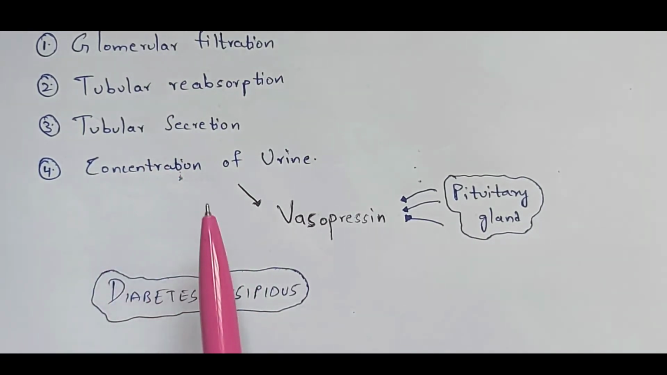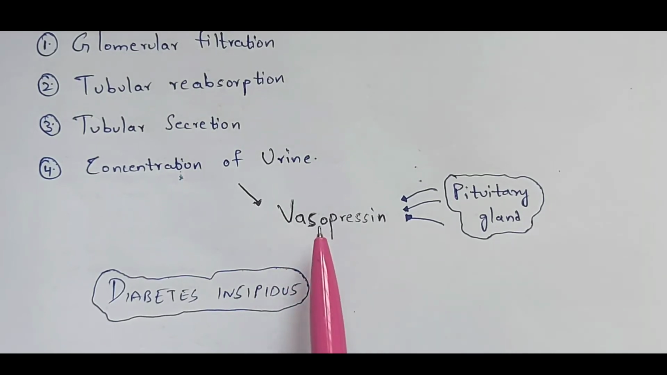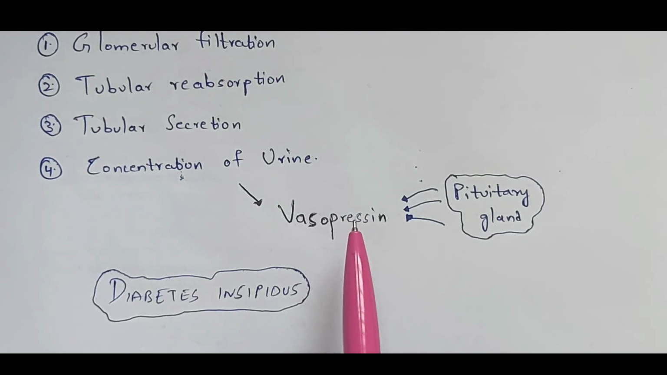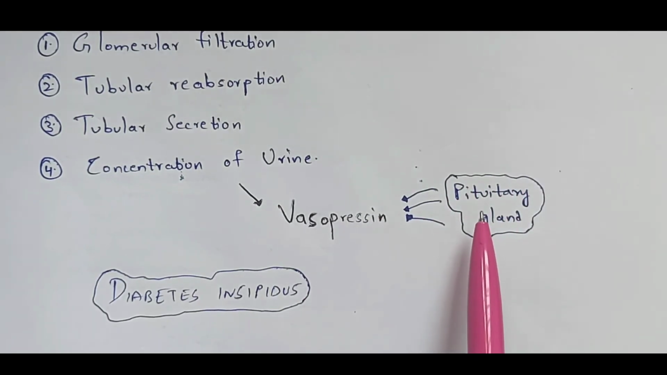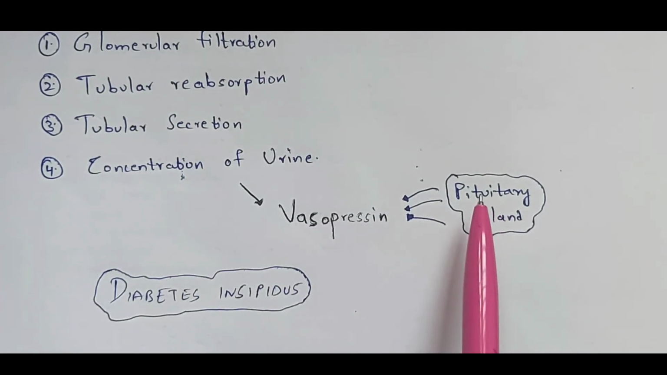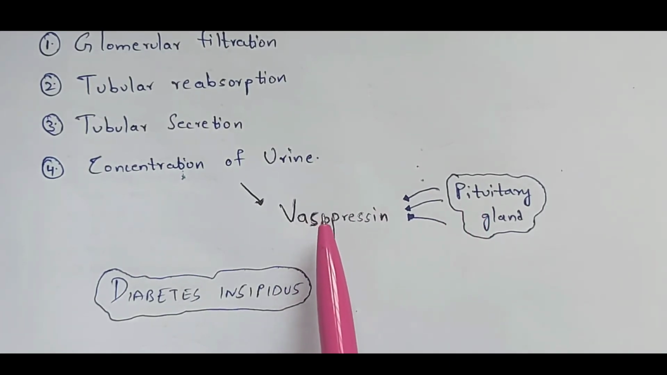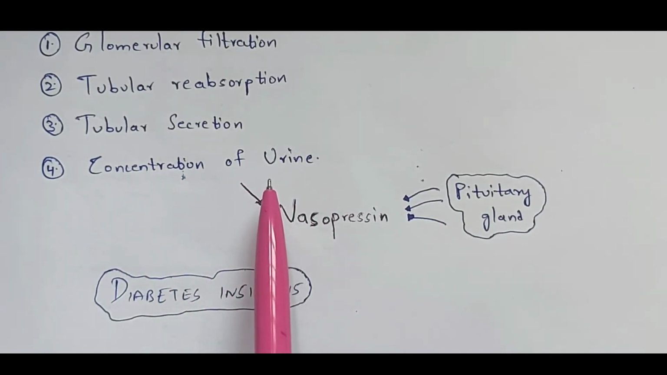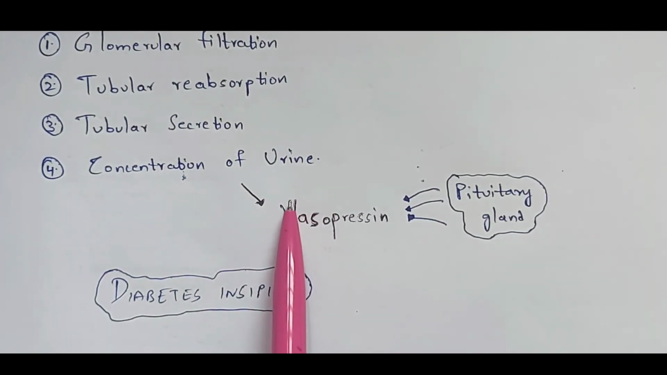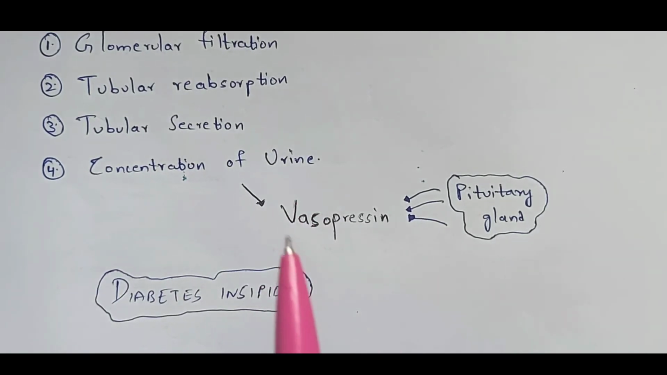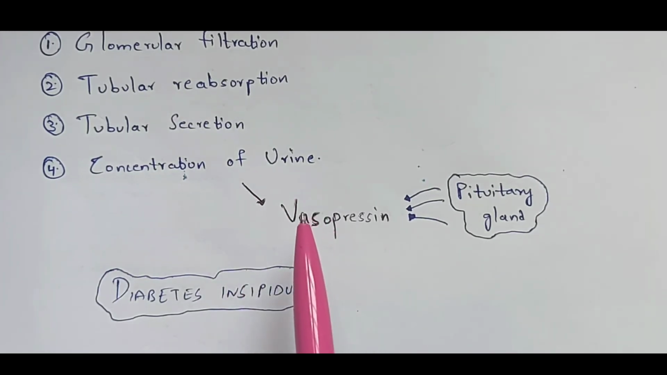Basically, the concentration of urine is done with the help of a hormone called vasopressin. So where will this vasopressin be released from? It will be released from the pituitary gland. This pituitary gland is present below the brain, okay, and from this pituitary gland, which is located below the brain, the vasopressin is released. Once this vasopressin has been released, the urine will become concentrated, and then finally the urine will be excreted out from your body through the urinary bladder. So this process is done with the help of vasopressin.